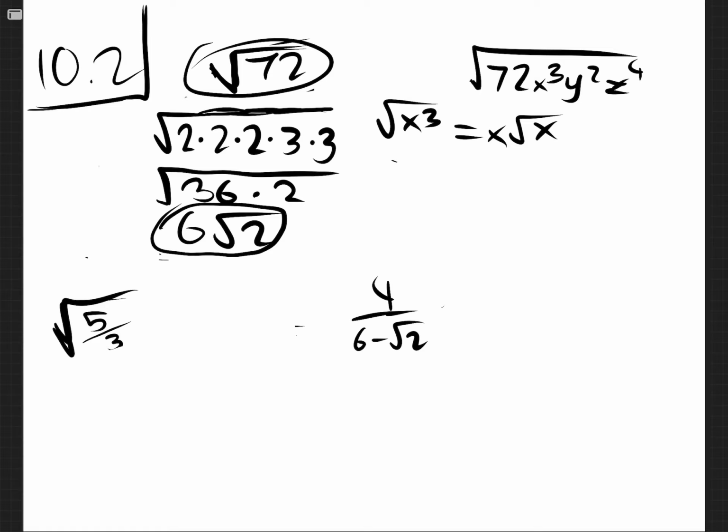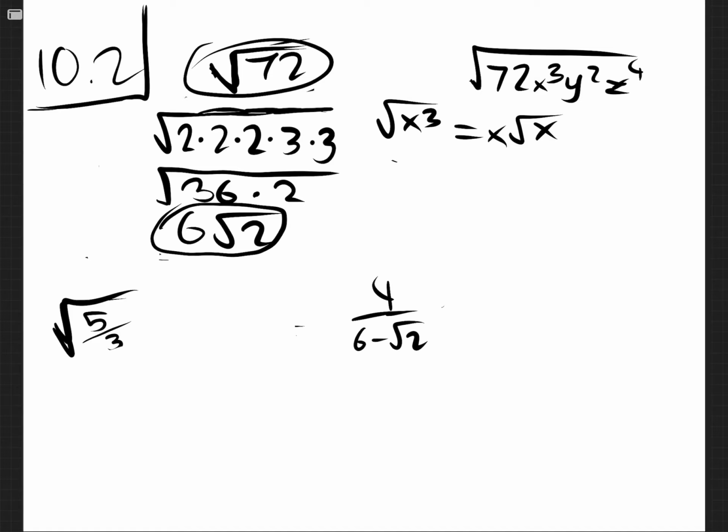Since we're taking out x squared, we square root that and put it on the outside, so x root x. And then y squared is obviously a perfect square, it's y, so we can take that out. And z to the fourth is a perfect square as well. It's the square of z squared, so z squared is z to the fourth.